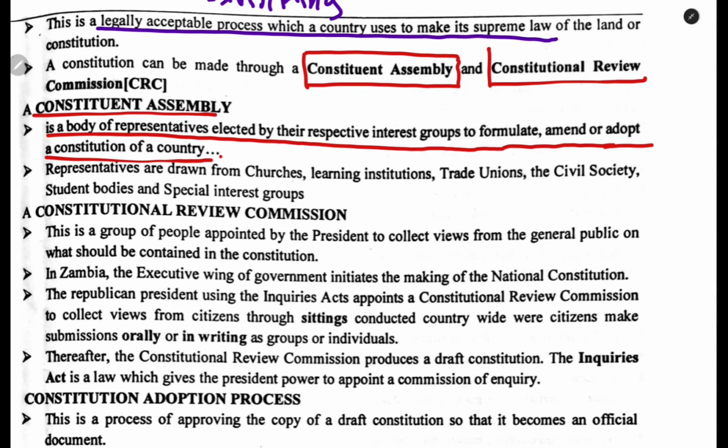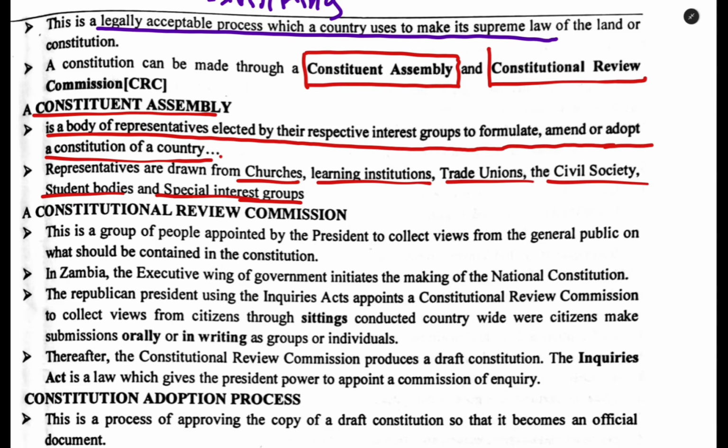Now, this body of representatives is chosen from the churches, learning institutions, trade unions, civil society organizations, student bodies, and also special interest groups. That is where these are chosen. So that is about the Constituent Assembly.